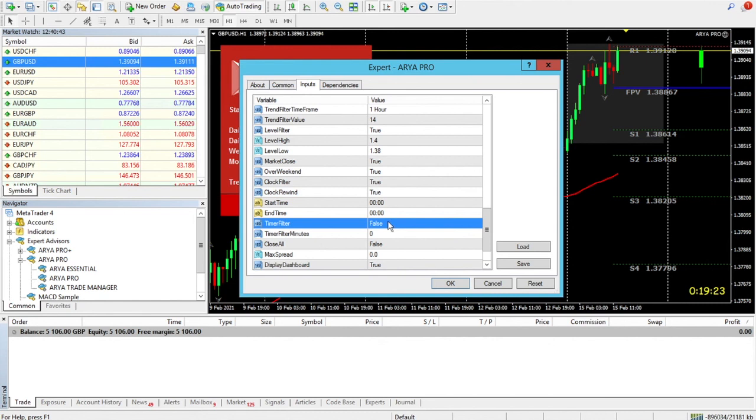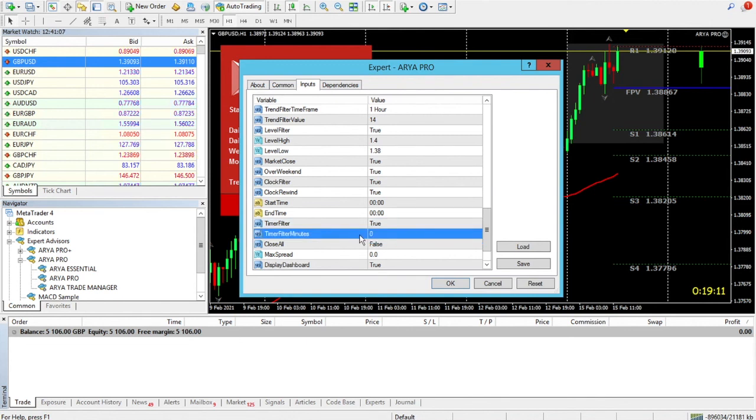Select the timer filter as true to time the duration of your trade. This will only work in visual mode. With timer filter minutes, you can define the number of minutes ARYA can trade. At the end of the timer, ARYA will deactivate. If a trade is in progress, it will be managed according to the stop loss, take profit, and trailing mode that you have set. If no trade has been triggered in that time frame, ARYA will simply deactivate and no trades will be taken.